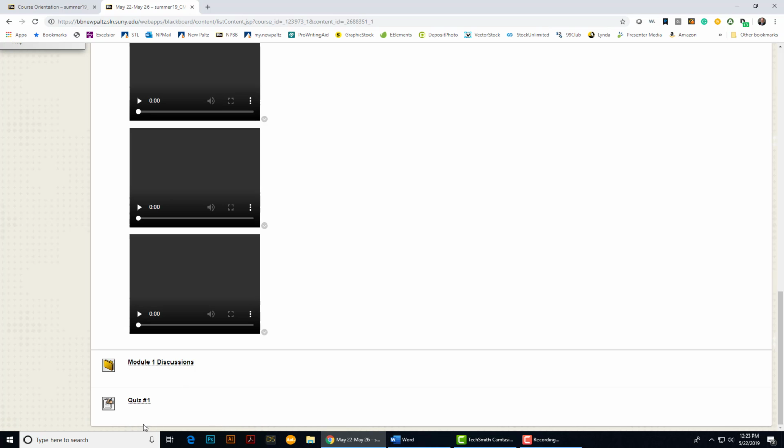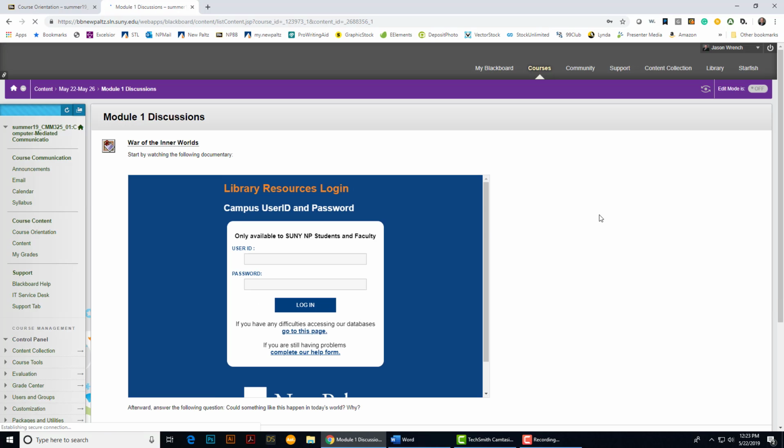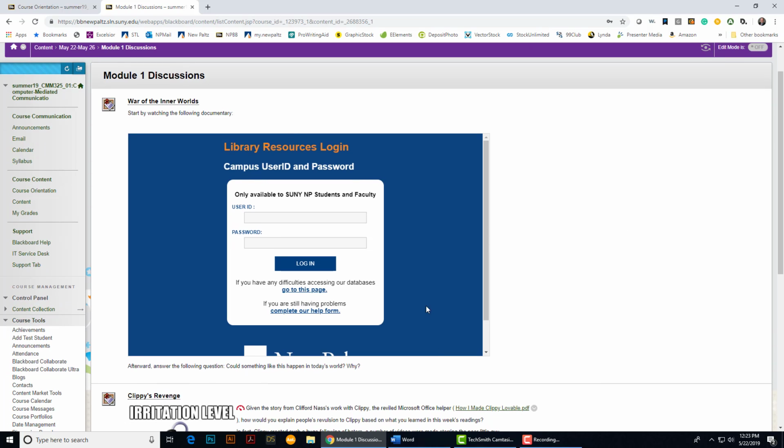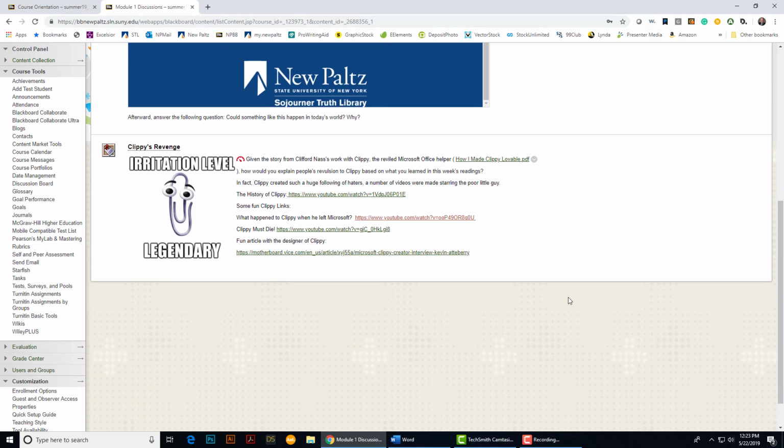And if you have a paper due that week, there'll also be a link down here for turning in that paper. So for the discussions, you can click on the folder, and that's going to basically take you in. You may end up with a screen that looks like this. This just lets you know that you need to log into the library to be able to see that video. So all you'd have to do is enter your user ID and password, and it'll take you right to that video.